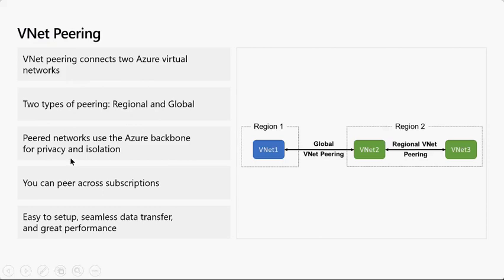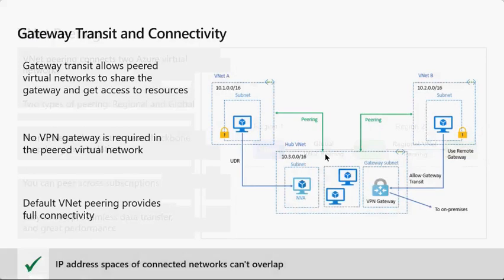Peered networks use the Azure backbone cable for privacy and isolation. That's the power of peering here. I don't need any extra effort, devices, or services. It's all inbuilt features. So you can peer across subscriptions, meaning this can be in one subscription and that in another, provided you have permissions to do that. And it's very easy to set up. Because the Microsoft backbone cable operates on fiber optic, it is very fast, very effective, and secure also. It's your private network.